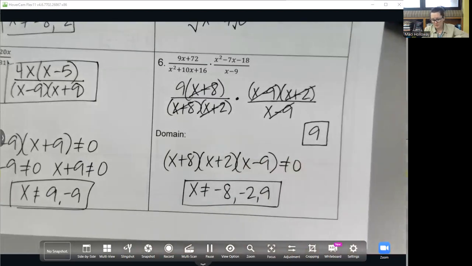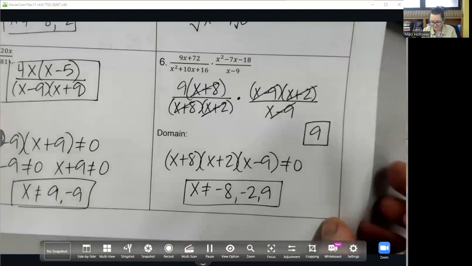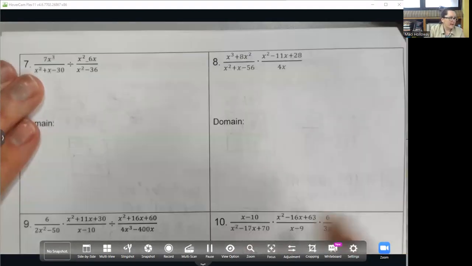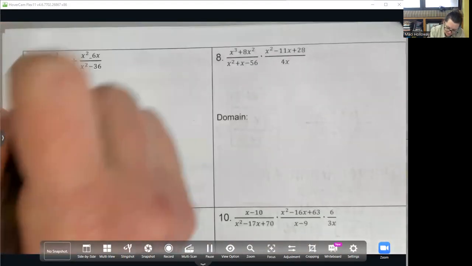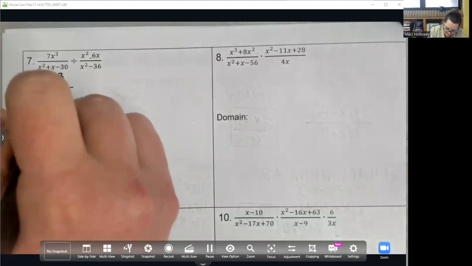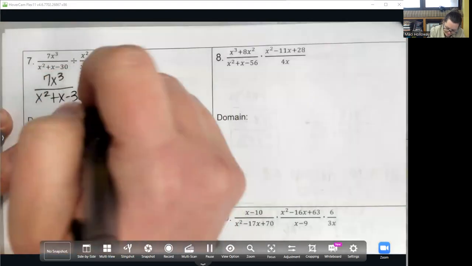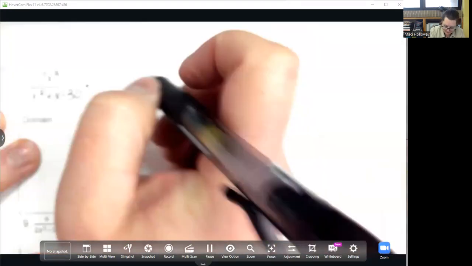I'm fine if you just do the x cannot equal, okay? That does the trick too. All right, number 7, we're dividing. So I'm going to flip it first. So we have 7x cubed over x squared plus x minus 30. And we're going to multiply by the reciprocal.